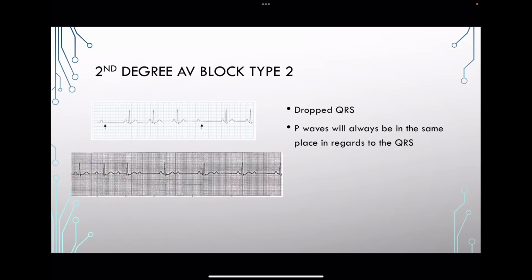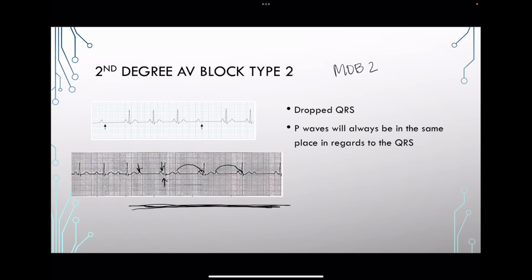Your next block is a second degree type 2 AV block. So you will most likely see this in a more consistent manner, which is why I added this second one. They also call it a Mobitz 2. And essentially what that means is there are 2 P waves for every QRS, okay? In order for this to be a second degree type 2 block, your P waves have to be in the same spot in regards to your QRS for each beat.